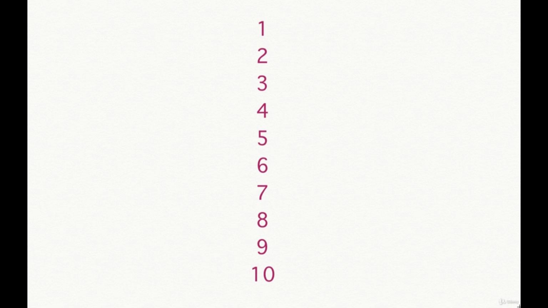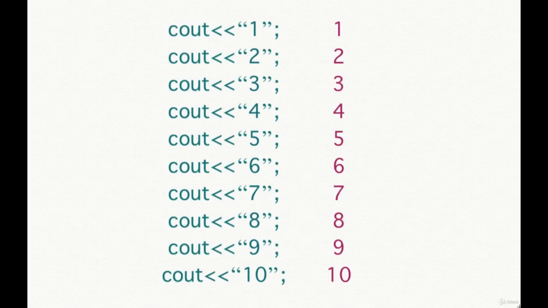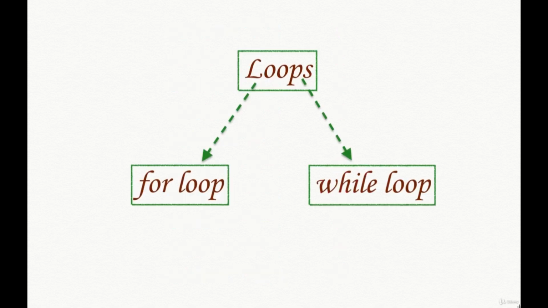Suppose we want to print from 1 to 10 on screen. One way of doing it is writing 10 cout commands. And if it is from 1 to 500, we have to write 500 cout commands. So that makes a lot of code. This can be replaced by only one cout command. But how can that be done? That can be done through loops.